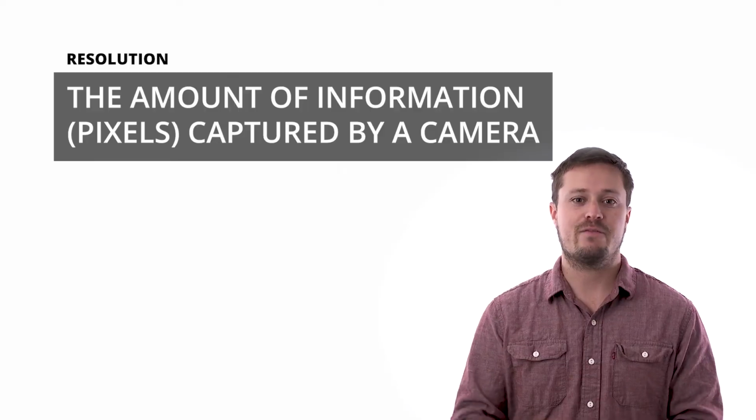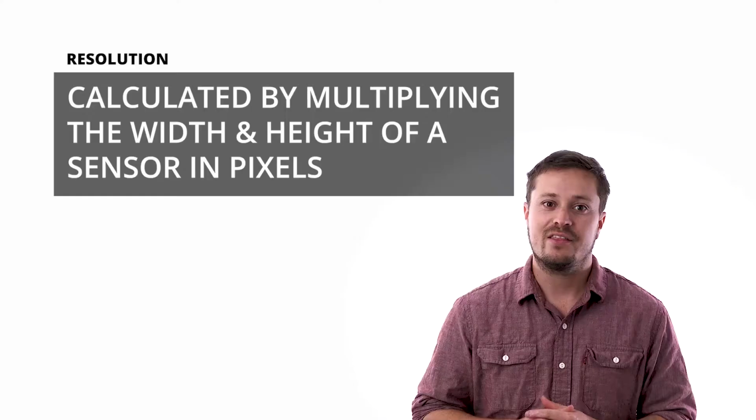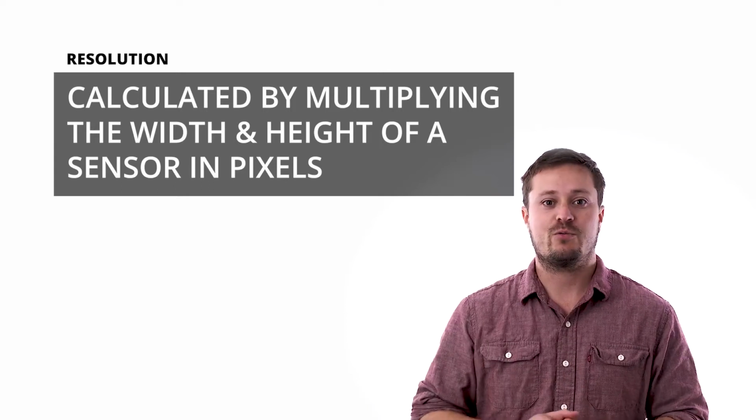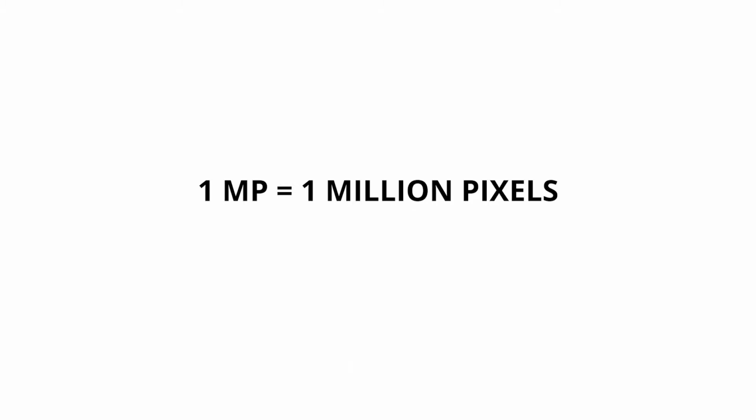In this lesson, you'll learn what resolution is in photography terms. It is the amount of information or pixels that your camera captures. In the photography world, this is measured in megapixels. Your camera sensor is made up of many megapixels. The sensor is a certain number of pixels, wide and tall, which will be the resolution of the photos it can capture. 1 megapixel is 1 million pixels.